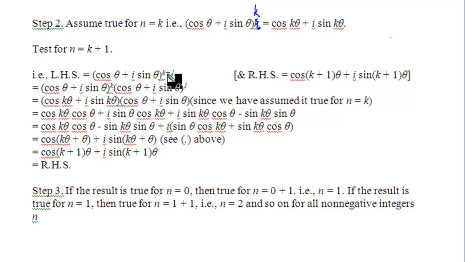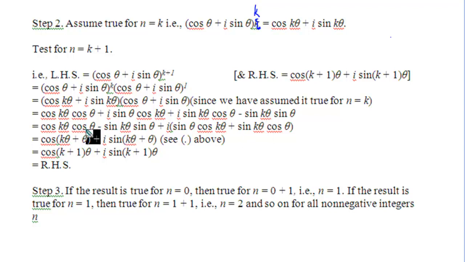To do our manipulation, we use our index laws to break it up, and then we use our assumption step. The power of k is going to be really large, so we use our assumption step and we're able to put that in. Then we multiply it all out and we get this line here. That's just the expansion of the two brackets. Then we collect our real terms and our imaginary terms. So there are our real parts and our imaginary parts.